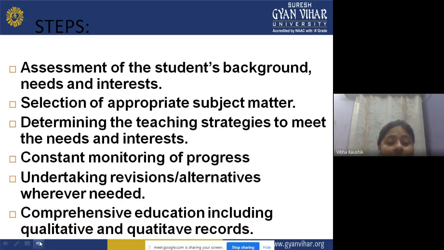Now, comprehensive education, comprehensive understanding, including qualitative and quantitative records. We have to understand education including the qualitative improvement and the quantitative improvement.